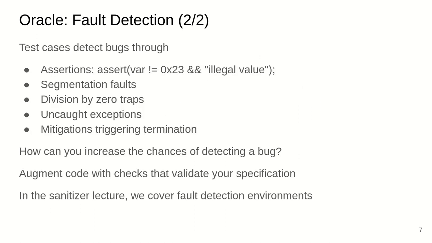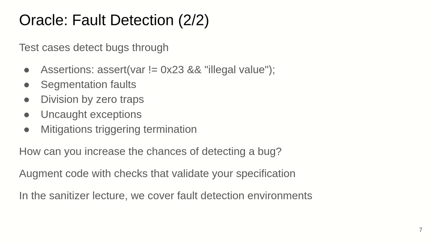And the test cases can detect bugs through a set of different issues. An oracle can be, for example, an assertion that signals you that, hey, I've encoded that this value should never be 0x23, and if I observe at runtime that the variable is 0x23, I will report that there's an illegal value and give the programmer a signal.